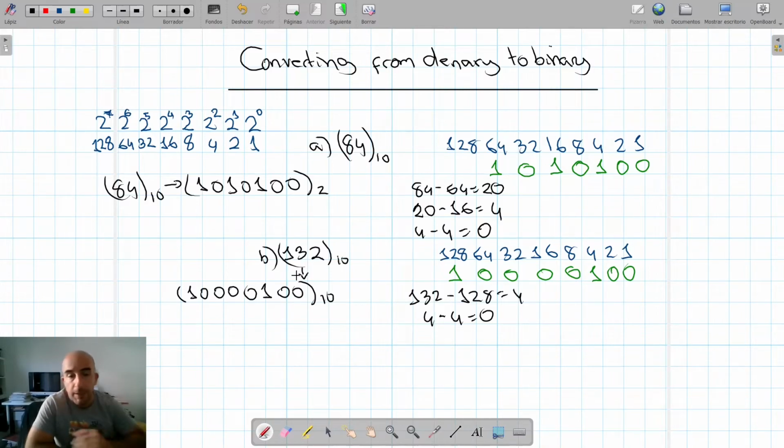Okay, so that would be how to convert from one to the other. This is the method I use. This is the method most people use. It's not the only one, there are various. Today we're going to see two methods.